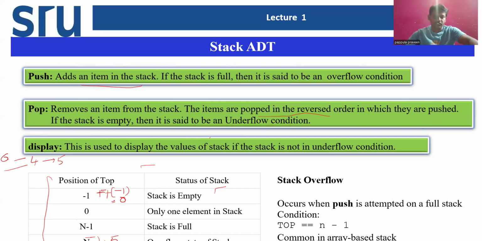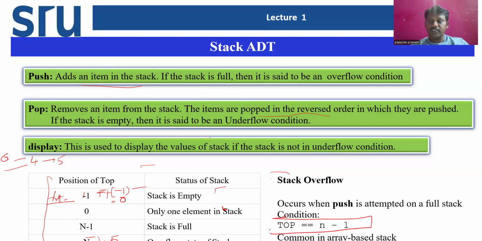Now coming to the position of top, initially we take minus 1, so we write top equal to minus 1. Top equal to minus 1, stack is empty. And we enter only one element, so top value equal to 0. Only one element in the stack. Top equal to n minus 1, so stack is full. Now stack overflow, top equal to n minus 1, your stack is overflow. By using what operation do we have? That operation is push operation. So in push operation, top equal to n minus 1, where is the top?